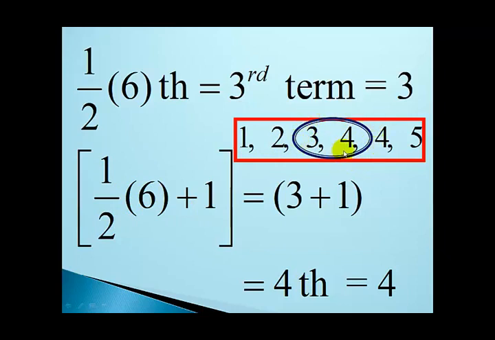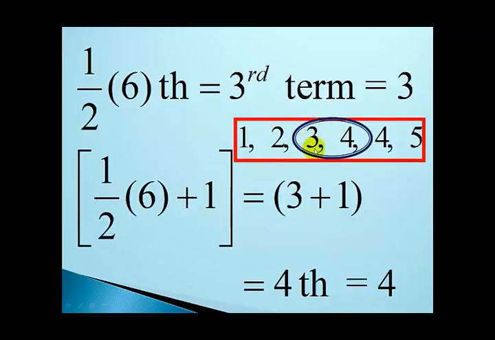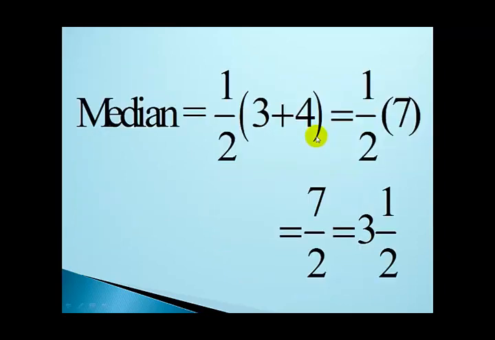Now let's proceed. So the median will be equal to half of 3 plus 4. That is half the two middle numbers, 3 and 4. So the median is half of 3 plus 4. And 3 plus 4 is equal to 7. And half of 7 is equal to 7 over 2. That is 3 and a half.